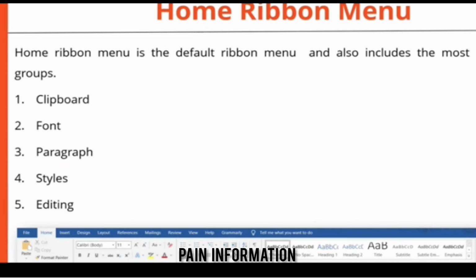What is the home ribbon menu? After you land in the blank document, the first ribbon menu that you see is the home ribbon menu. It is the default ribbon menu, and it also includes the most used ribbon groups. Some of them are clipboard, font, paragraph, styles, and editing. So let us look into that. How do we use all of these functions?